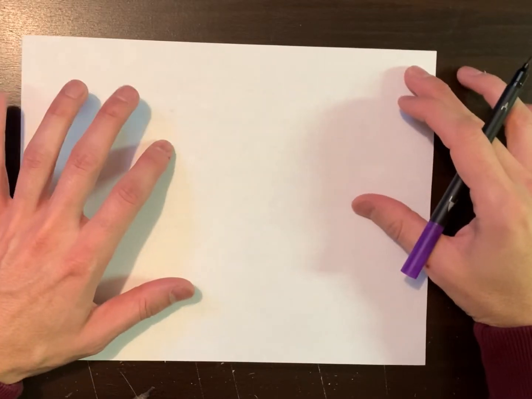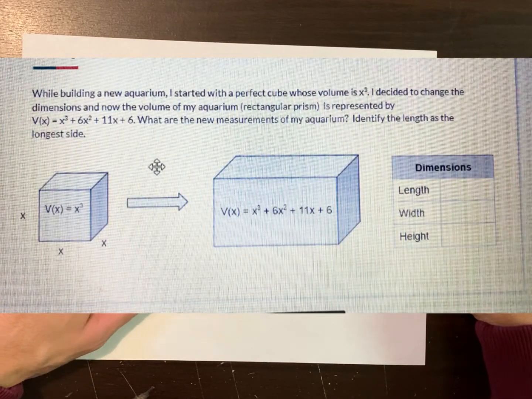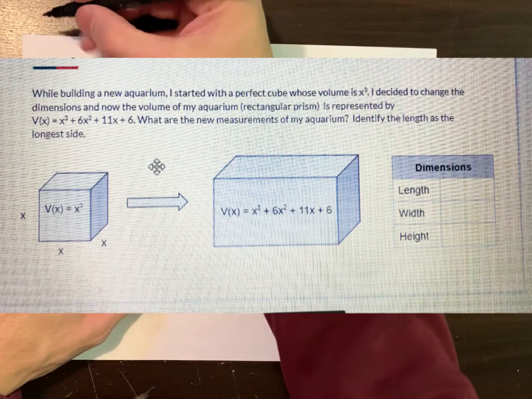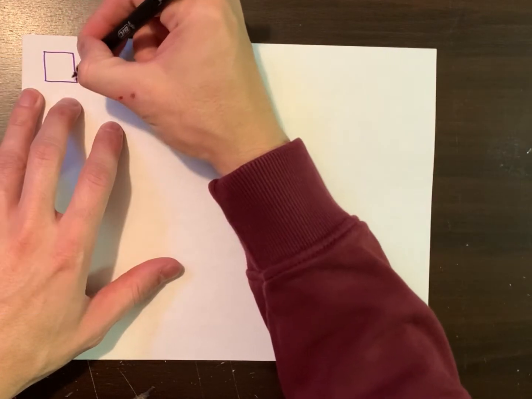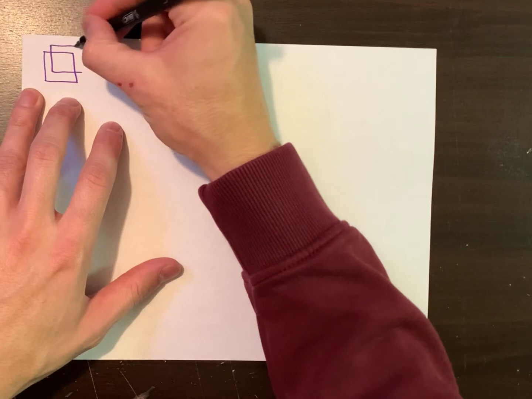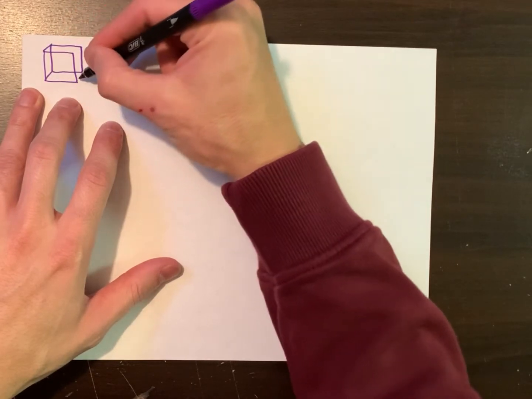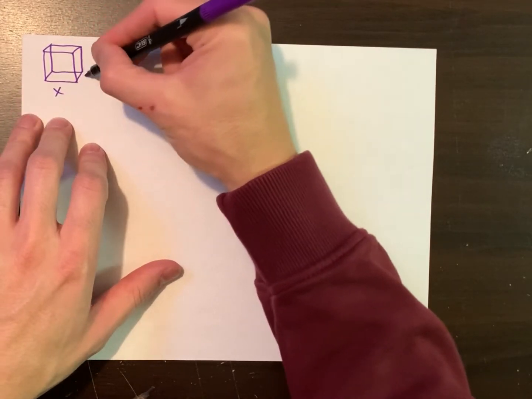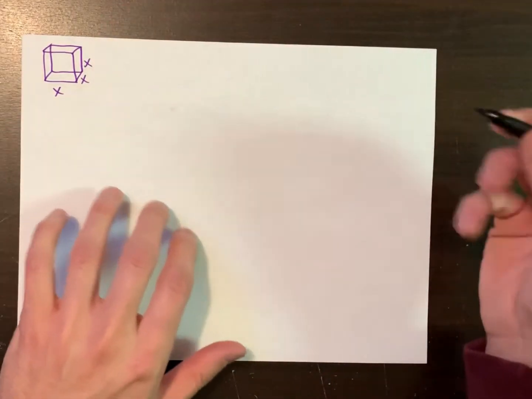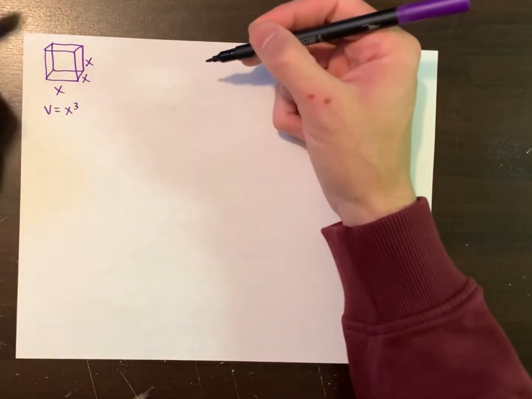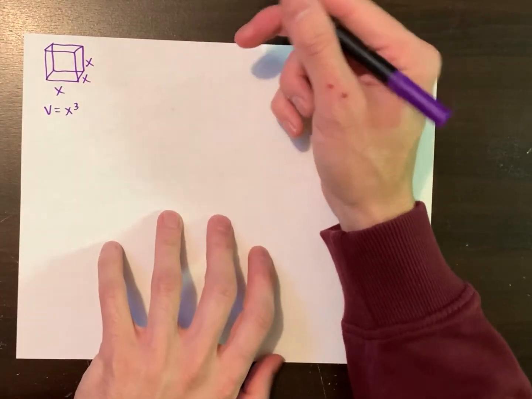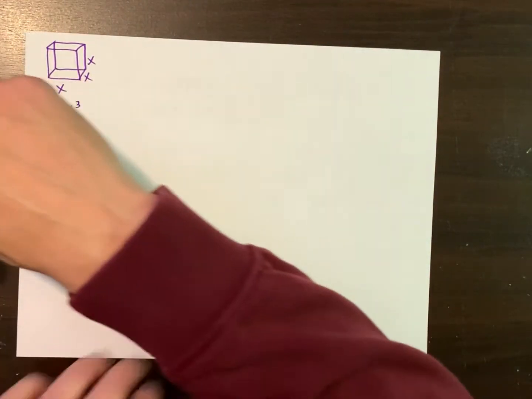Okay, so here is how I would do this problem. Now, we know that we begin with a box, a cube, if you will. So we begin with a cube, and the dimensions of the cube are x's all the way around, which is why the volume is x cubed, because for a box or a prism, how do you find the volume? You go length times width times height.